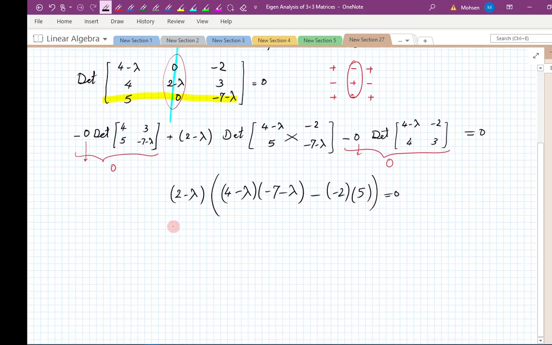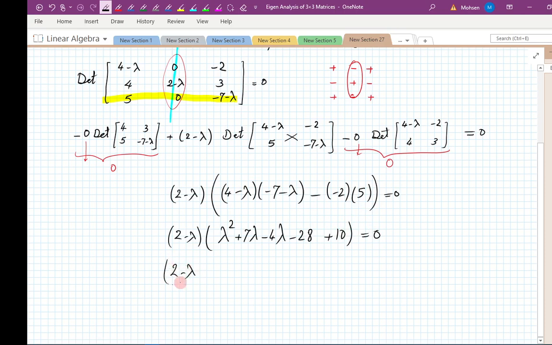Okay, let's clean the big parentheses. So I have lambda minus lambda times minus lambda, that's lambda squared. I have plus 7 lambda minus 4 lambda. Let me write it out. Plus 7 lambda minus 4 lambda, then minus 28, and this is all plus 10. 2 minus lambda, let's clean up. Lambda squared plus 3 lambda minus 18.